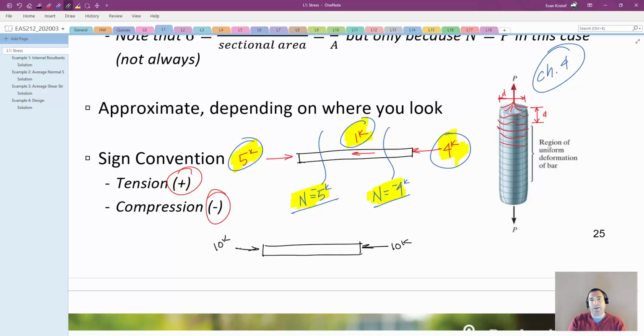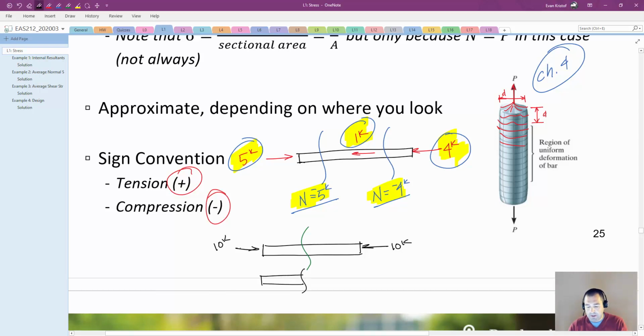Never just look at a system and say, oh, I'm pretty sure this part's in compression, so I'm going to put a negative symbol for that. I'm pretty sure this part's in tension, so I'll put a positive symbol for that. Don't try to figure it out on your own. Just use a consistent practice so that you'll always get the correct answer and the math will give you the correct sign.